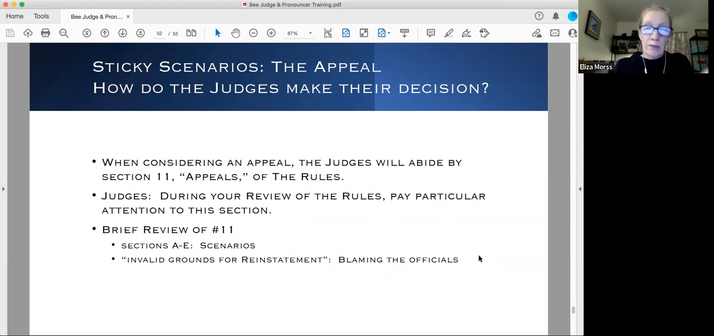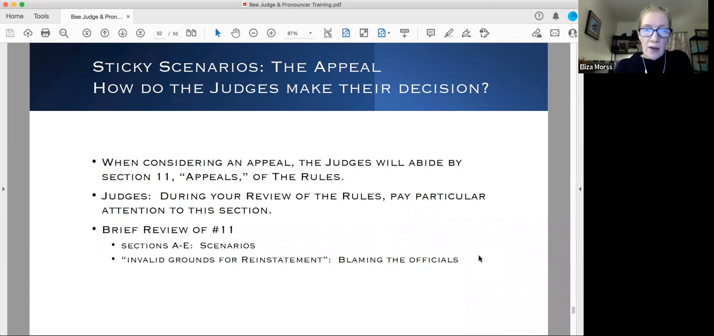For example, you can look at these yourself. Scenario B says the speller correctly spelled a homonym of the word in question. Judges, did the pronouncer provide a definition? Refer to Rule 5. If no, reinstate the speller. If yes, deny the appeal. So it goes through five different possible scenarios that can be very helpful to the judges, very stepwise. That's a nice new thing that Scripps has done.